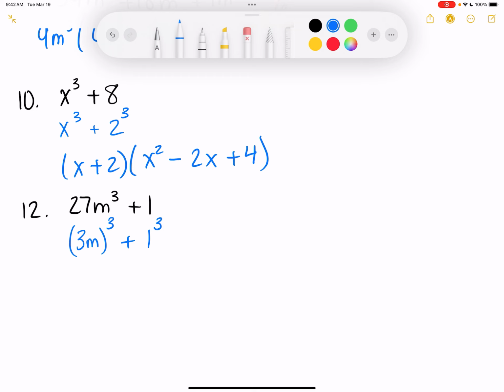All right, so 3m, same sign, so plus 1, times the first term squared, so 3m squared would be 9m squared. Opposite sign, so minus. First term times second term, so minus 3m. Always positive, plus the last term squared, so 1 squared is just 1. And that's it.